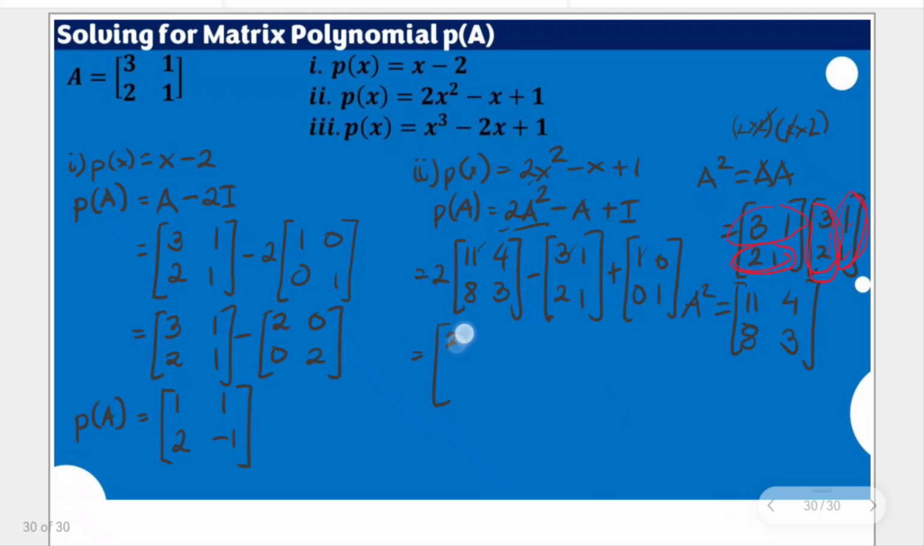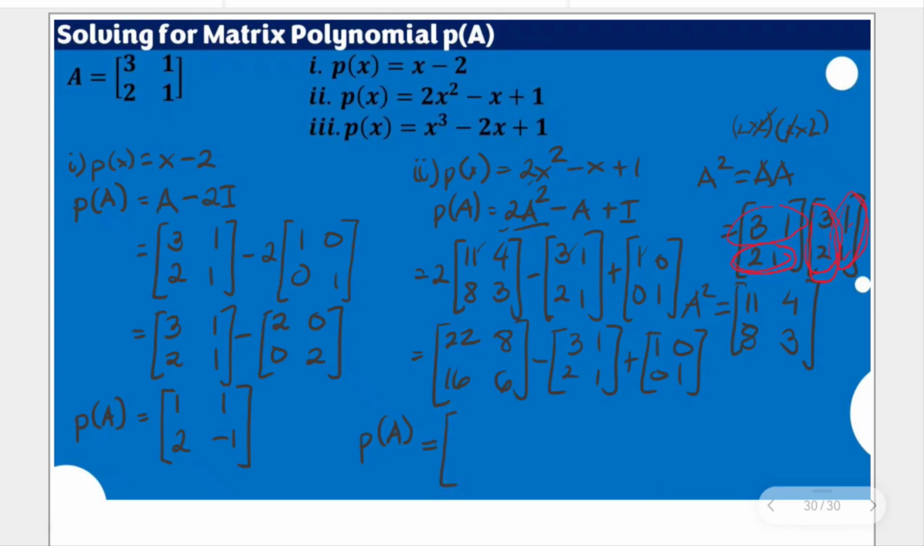Pardon. So you'll have 22. That's for the first. You will have 8 here, 16, and 6. Subtracted with 3, 2, 1, 1, and added with an identity. So this is not the final result for the matrix polynomial P of A. So the result will be 22.